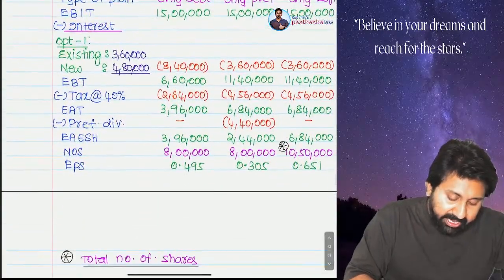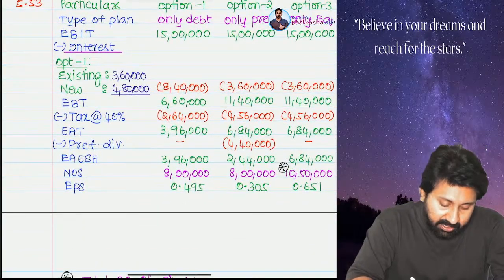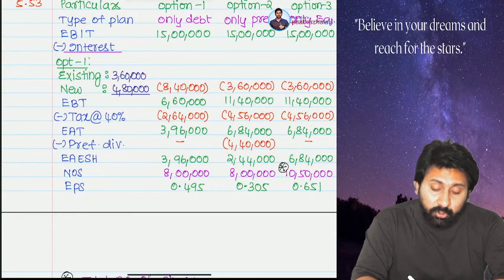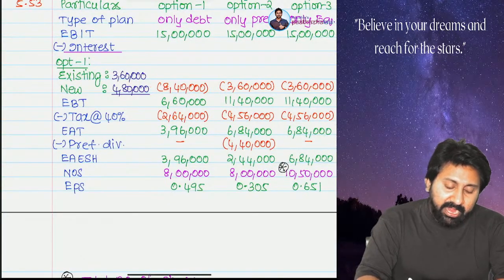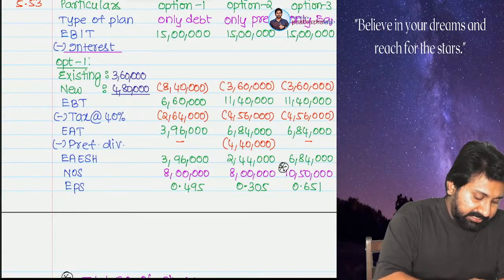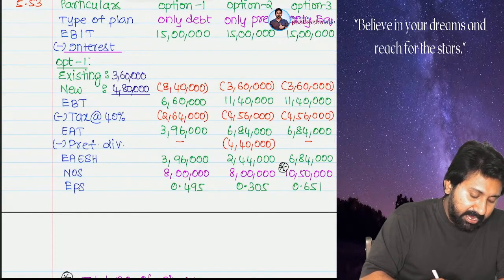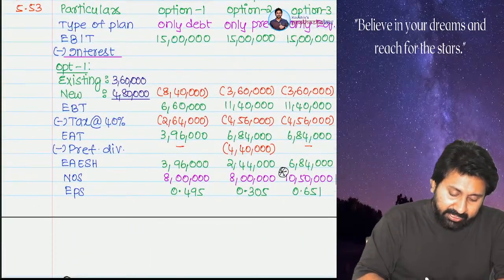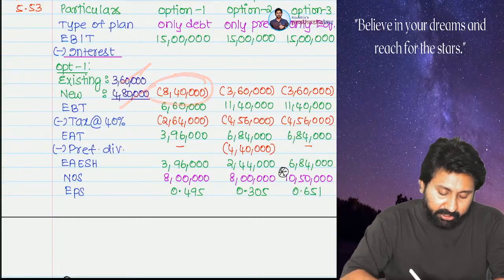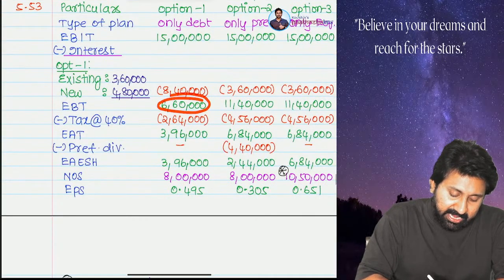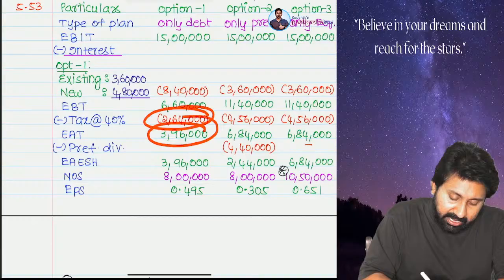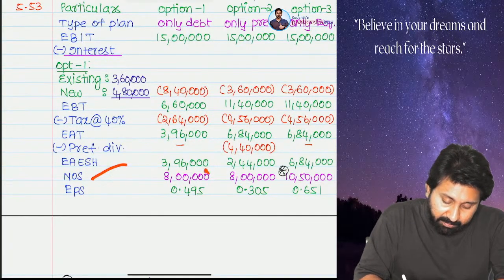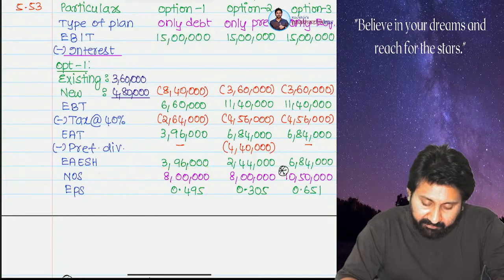If you go by only debt: EBIT 15 lakh, already existing 36 lakh debt at 10% gives 3 lakh 60, new issue becomes 4 lakh 80. Why 4 lakh 80? You will raise that 40 lakhs at the rate of 12%, which is 4 lakh 80,000. 3 lakh 60 plus 4 lakh 80 is 8 lakh 40,000. EBT 6 lakh 60, tax 40%, EAT; preference dividend will not be there. Earnings available to equity shareholders 3 lakh 96, number of shares is 8 lakh, EPS is 0.495.